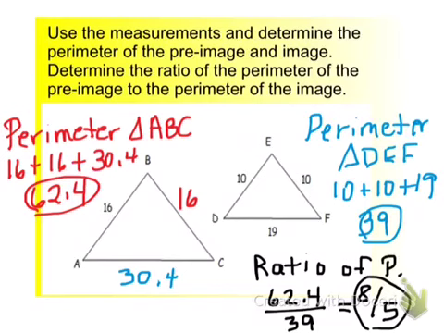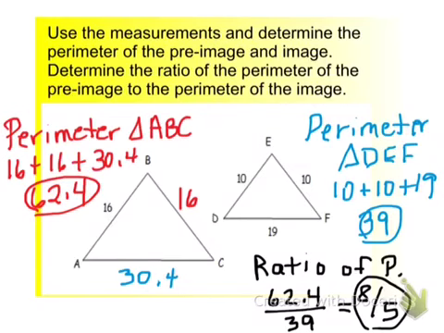Next, it wants me to use the measurements and determine the perimeter of the pre-image and the image. Determine the ratio of the perimeter of the pre-image to the perimeter of the image. So I put my values that I found in the previous slide, 16 and 30.4, on the missing sides. And remember, to find perimeter, you add your sides.